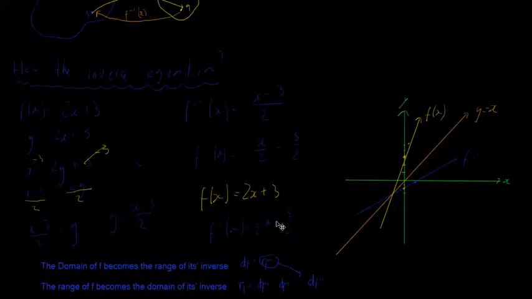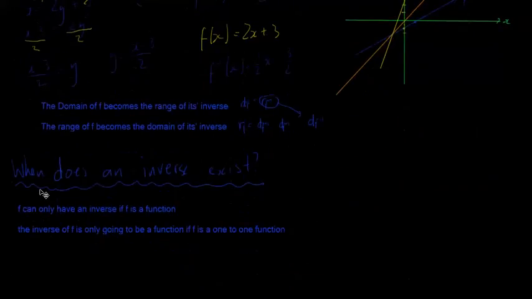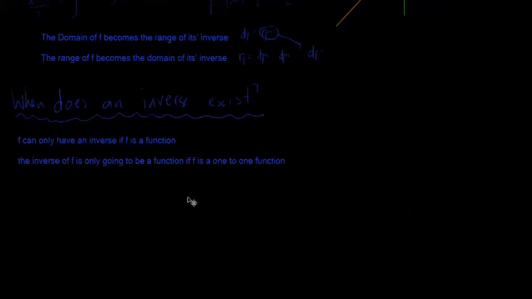So the next thing we're going to look at is when an inverse function exists and when it doesn't exist. There are two important considerations in this. The first one is that f can only have an inverse if f is a function. If you remember, it is only a function if it passes the vertical line test, VLT. The other important consideration is that the inverse of f, f of negative 1, is only going to be a function itself if f is a one-to-one function. That means it passes the horizontal and vertical line test, one-to-one.